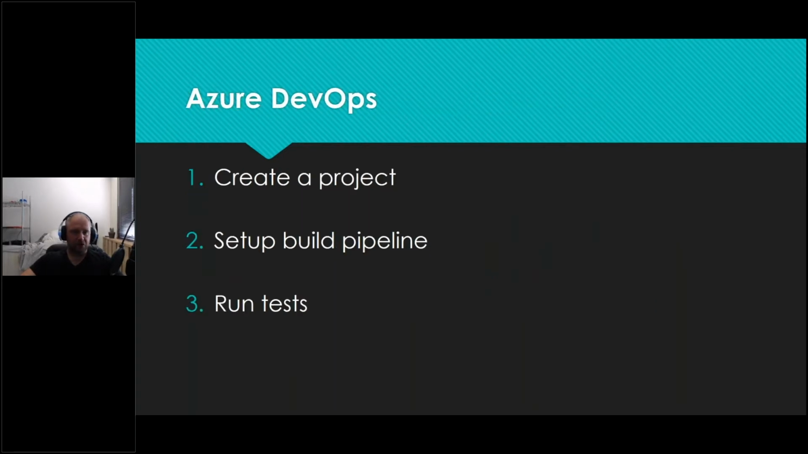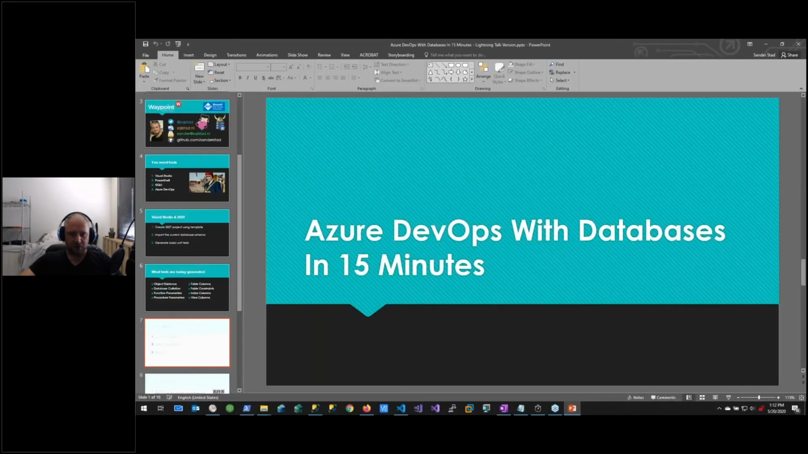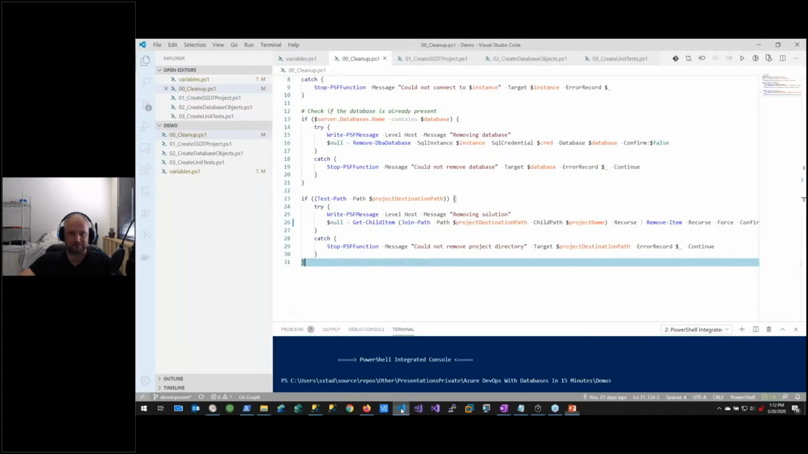And then we're going to go to Azure DevOps, create a project, set up a build pipeline, and then run all the tests for both SQL 2017 and SQL 2019. So let's go to the demos.